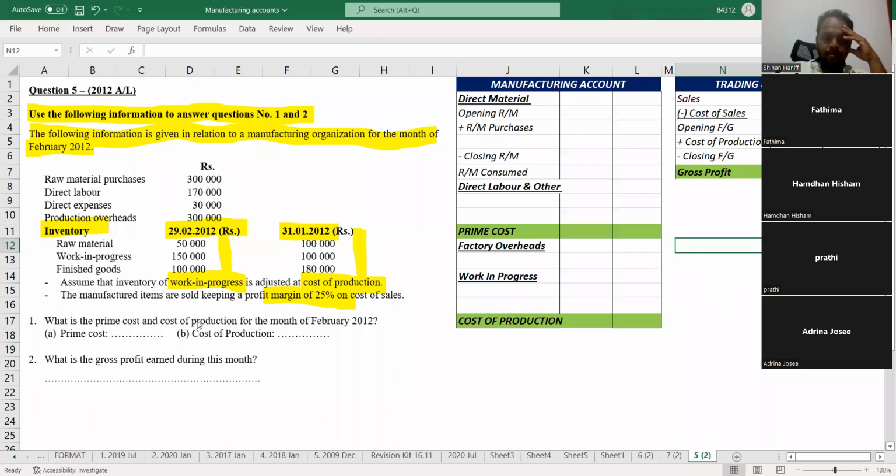What is the prime cost? Cost of production, gross profit. Okay, I'll give 5 minutes. Can you all find out the answers?